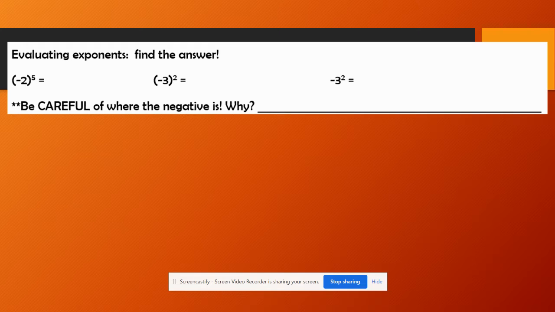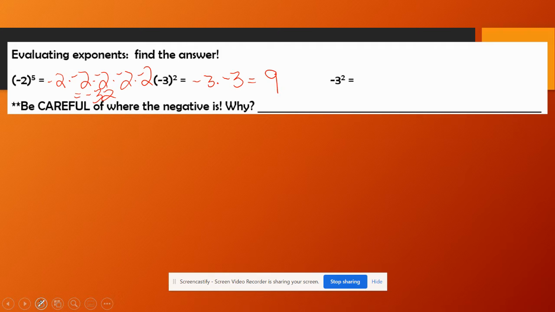So let's take a look at some examples. Negative 2 to the fifth power means we're doing negative 2 times negative 2, and I'm going to write that 5 times. Then if I type that all in the calculator, or I do that all in my head, we end up with an answer of negative 32. Negative 3 squared, we have negative 3 times negative 3, which is positive 9.